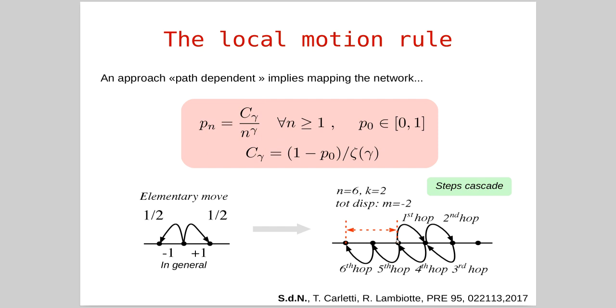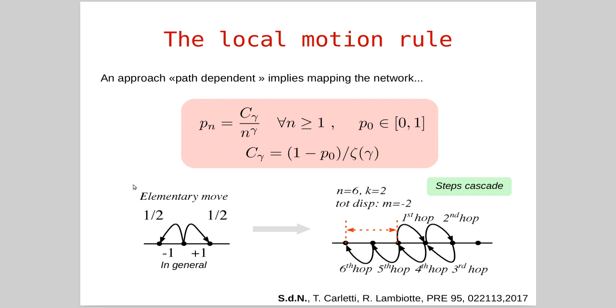And therefore, if you start here and you toss a coin and this n, little n here, gives you 6, then you perform a cascade of 6 little steps that bring you from your starting point towards this point here. So at every time step you have the possibility of performing a cascade whose length is decided by this probability distribution of the cascade length.